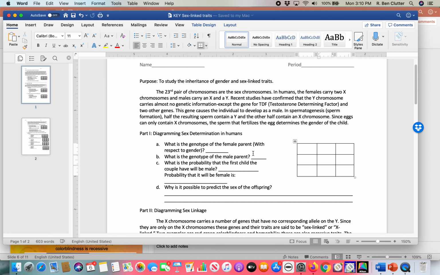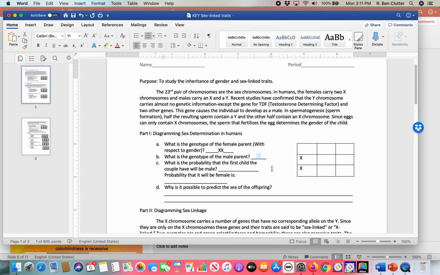What is the genotype of the female parent with respect to gender? So females, we always go with XX. And so we're going to put one X in each of these. Remember, these represent the possible eggs. We're just passing on the X chromosome here, so it's got to be an X chromosome in it regardless.